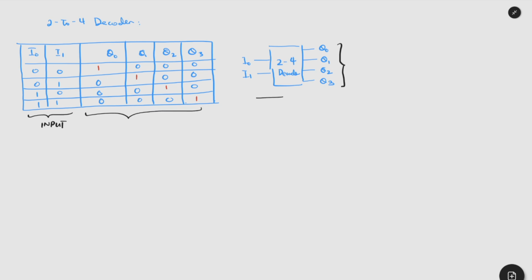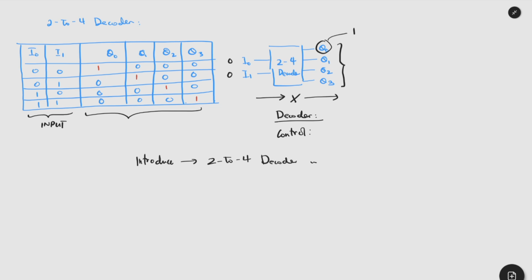However, if we don't want to send data through this decoder, because in any bit such as when we have 0 and 0 here, this Q0 will be 1. However, we don't want this to happen because we want some control in this particular decoder. And in this case, we will now introduce a 2 to 4 decoder with enable.